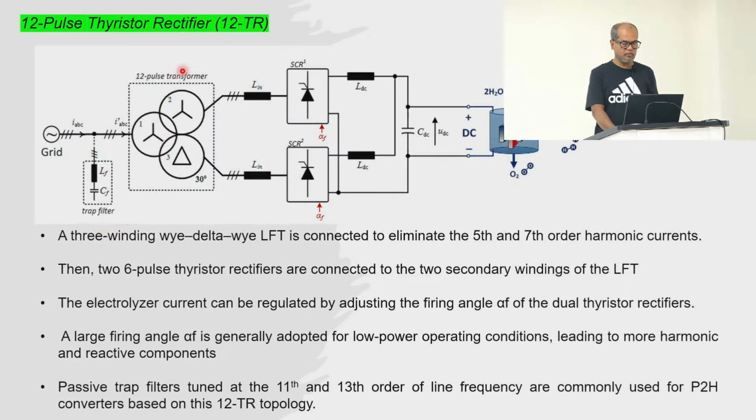we have a filter, then we have a 12 pulse transformer, but if you have 24, then you also need a 24 pulse transformer, and depending on how many pulses, you will have the phase angle. Now here you have two 6 pulse thyristor rectifiers, which are connected to the two secondary sides of this low frequency transformer. But it's not that you always have to use a low frequency transformer.